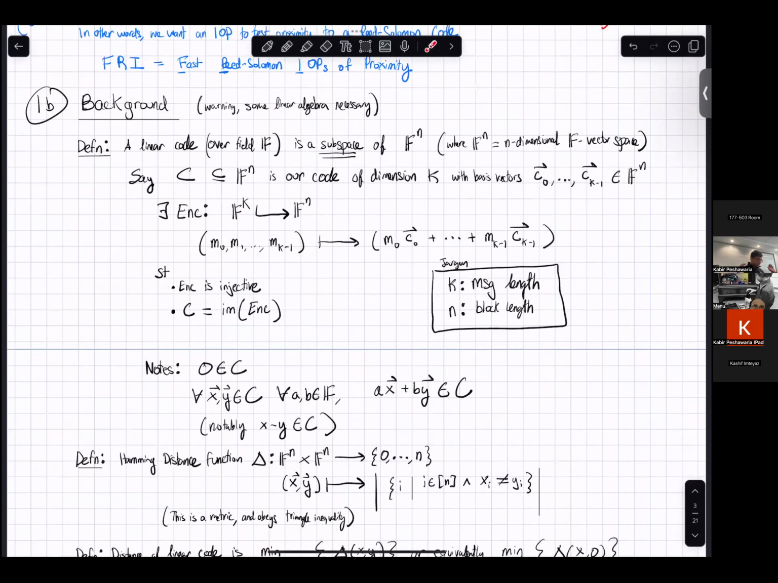Okay, let's get into the background. There's some linear algebra. I'm going to try and keep it as short as possible. If I'm boring everybody, please tell me to go faster. I don't know what to assume and what to not assume.